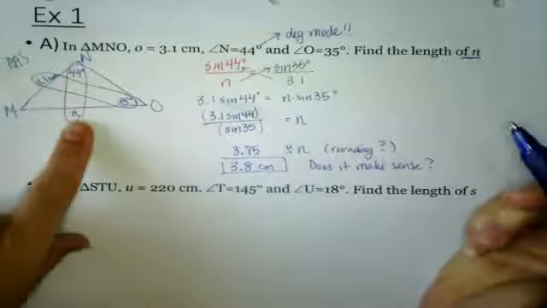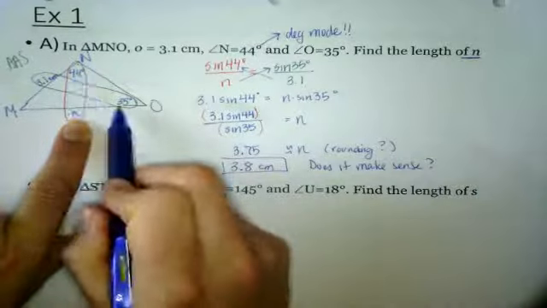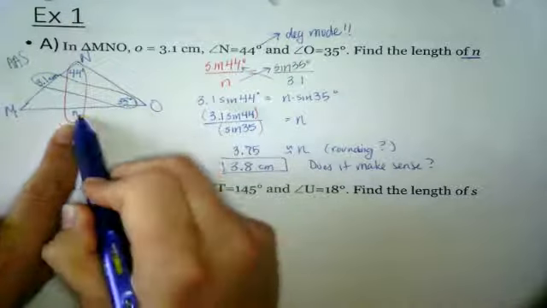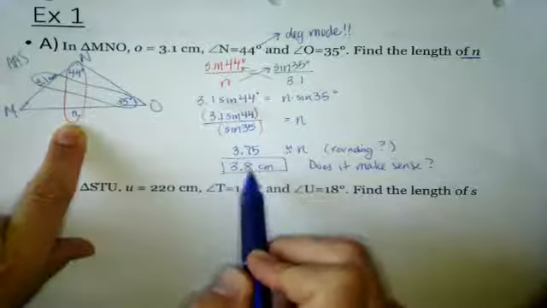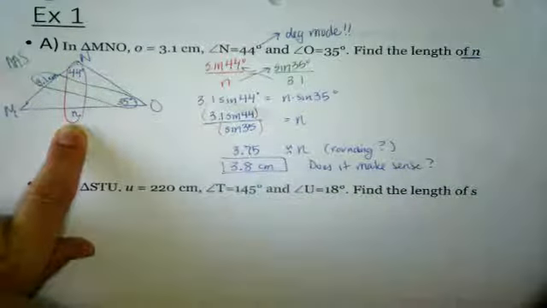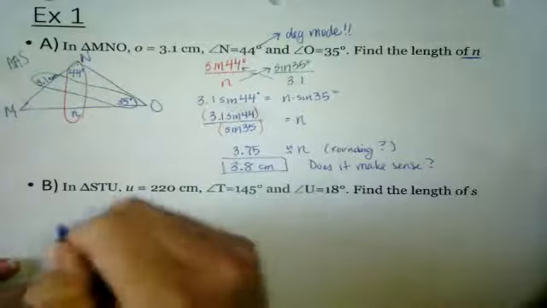Let's see. So this is a 44-degree angle. It's bigger than 35. So I would expect this side length N to be a little bigger. And 3.8 is a little bigger than 3.1. So it does make sense to me. So that seems like a good answer. All right, let's try another one.